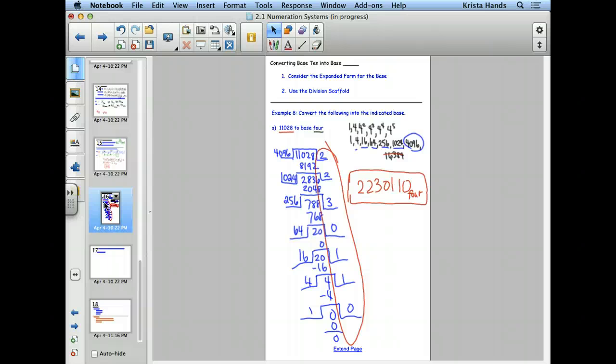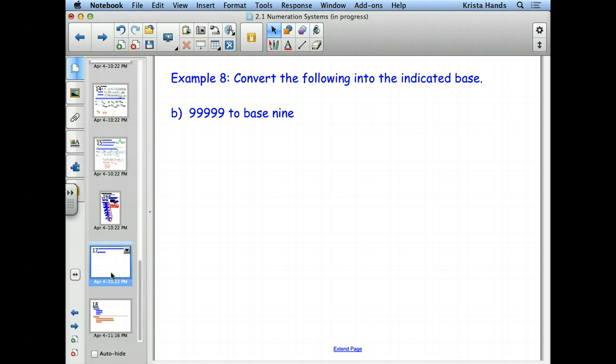Okay, does this make sense to everybody? Okay. We have one more to do. We don't have time to finish it, but we are going to start it briefly by listing the powers that we need, and then we'll finish it next time. This is converting into base 9. So we need powers of 9. The first one's always 1, and the second one is always the base we're working in, 9. 9 to the 1. The next one's 9 squared, which is 81. You guys know that from your multiplication tables.